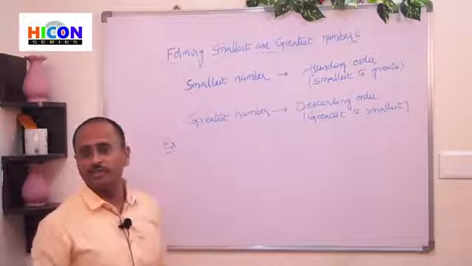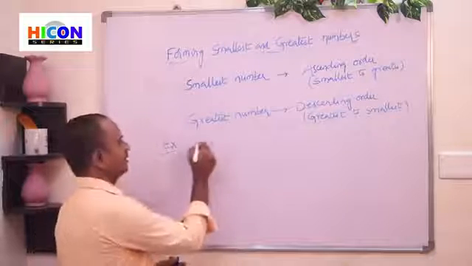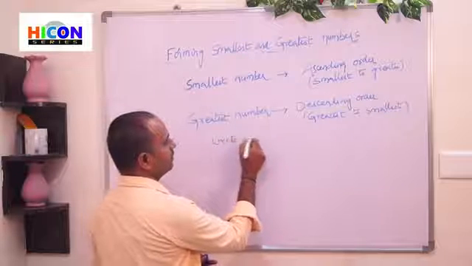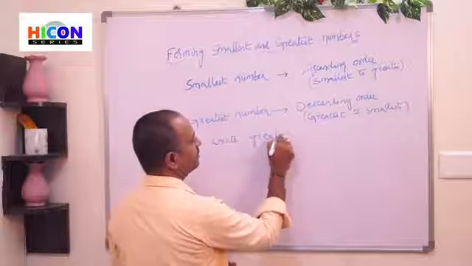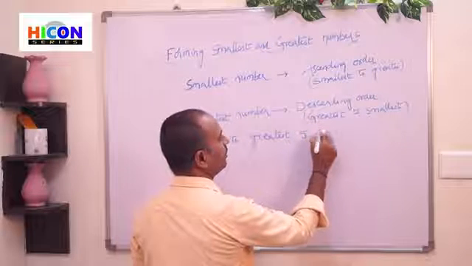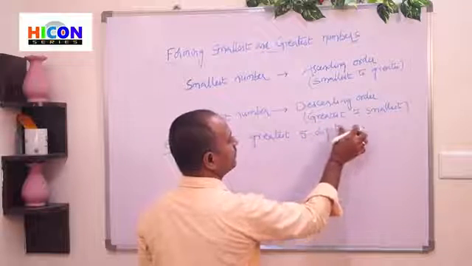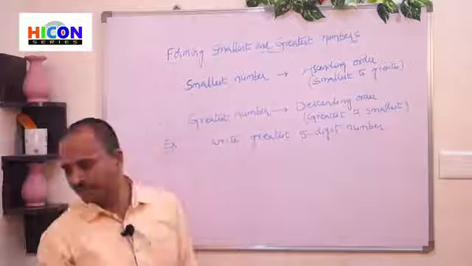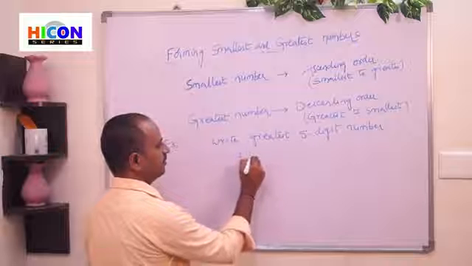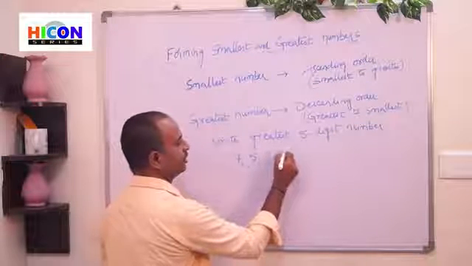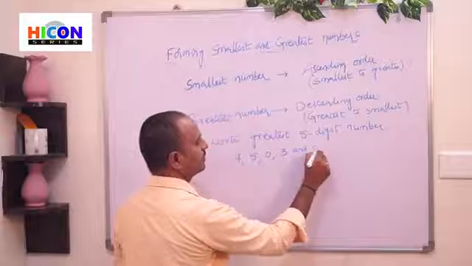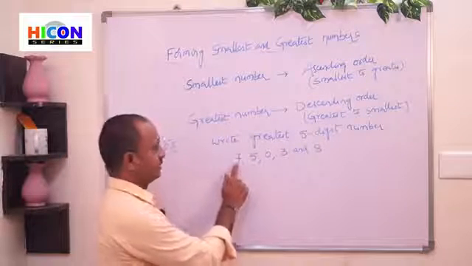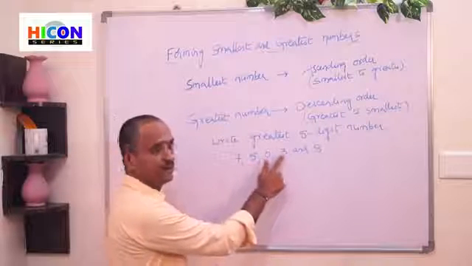Write the greatest 5-digit number by using the digits 7, 5, 0, 3 and 8. So children, see the example. Here the digits given are 7, 5, 0, 3 and 8.